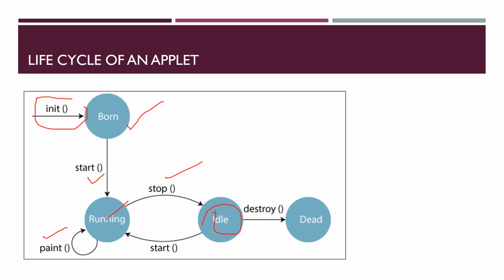At last, the destroy method is called. Finally, when the applet is no longer needed, the destroy method is called. This happens when the user closes the page or the web browser unloads the applet. At this point, in the dead state, all the resources should be released and the memory freed.